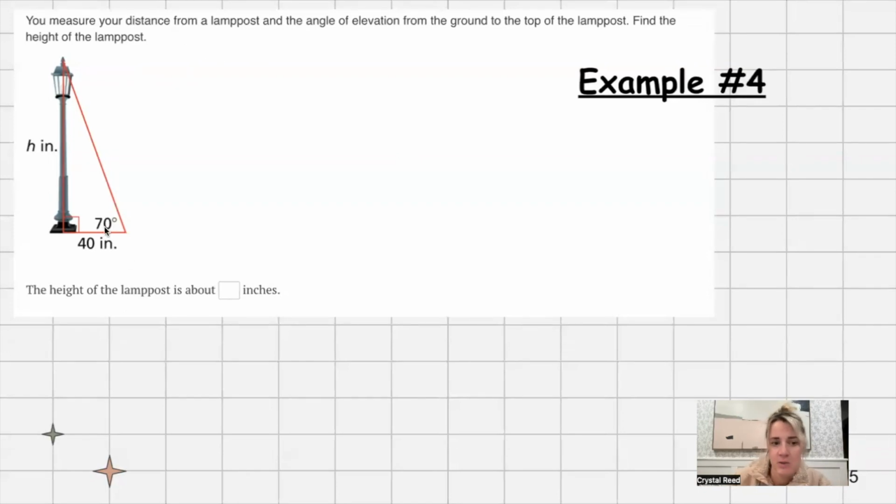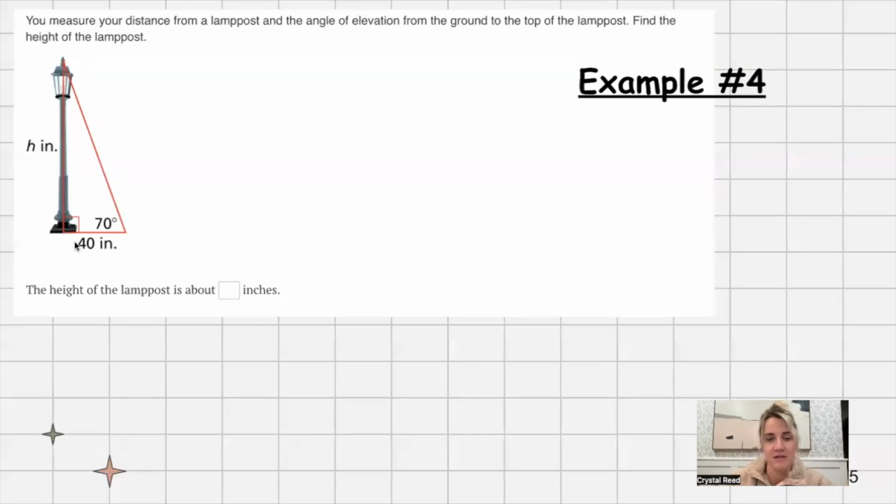So what we know is this angle of elevation here is 70. We know this distance is 40, but we can't climb that lamppost and see how high it is. We can figure out that height without getting any measurement from there. And again, we're going to follow the same steps as before.